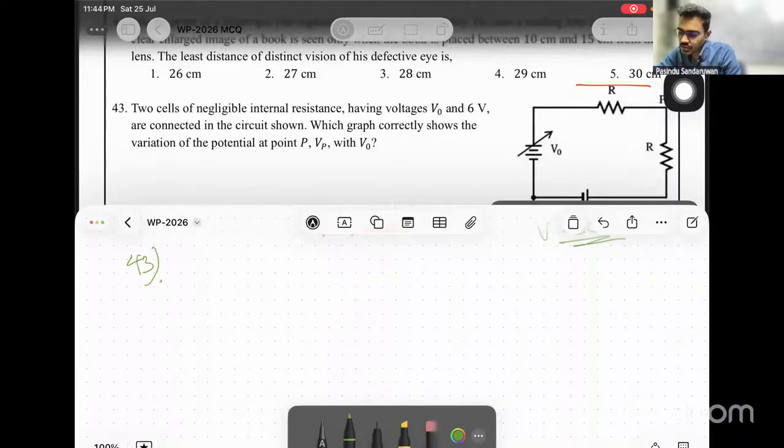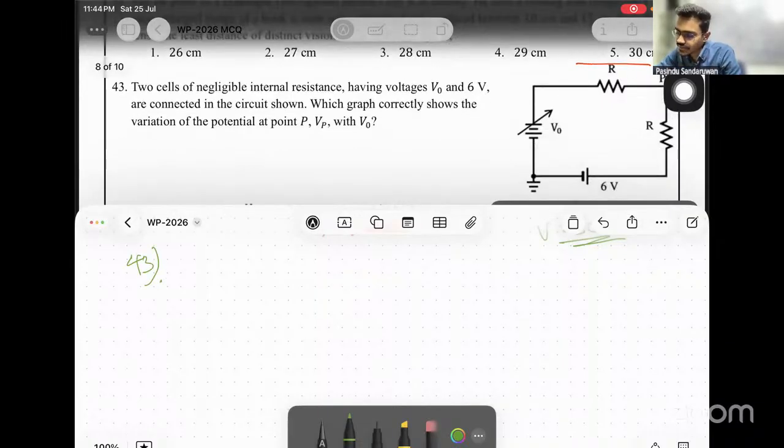43. Two cells of negligible internal resistance having voltages V0 and 6 volts are connected in the circuit shown. Which graph correctly shows the variation of potential at point P, Vp, with V0?